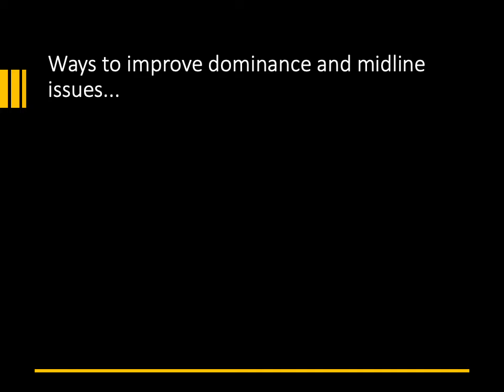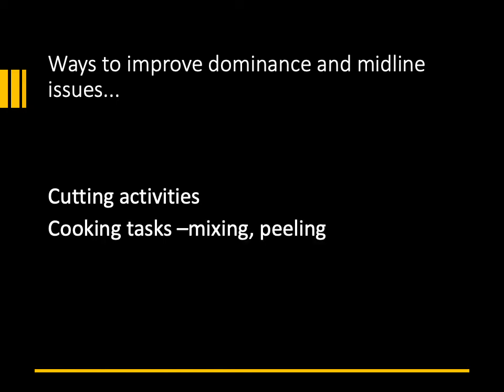So ways to improve dominance and midline issues. Some of the things that you can do, we've got cutting activities. Now there's lots of different scissors that are available for children with different movement inabilities and abilities. So there's scissors that are joined with the 2 parts that you would normally open and close. So they have a nice big bendy part that helps them to bring it back together again really easily and gives them lots of support for it.